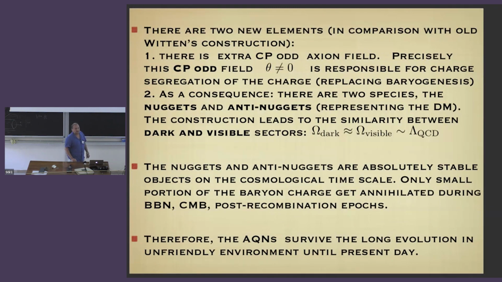And if you accept the idea that everything comes from QCD, in this case, dark matter and visible matter would be the same order of magnitude. It does not depend on theta, does not depend on the axion mass, does not depend on anything. It is an absolutely generic feature of the construction. Okay, so essentially the point is the following: these nuggets are absolutely stable objects, and they behave exactly like dark matter, exactly what Witten discussed in the 80s. And they're stable because only a very small fraction of them get annihilated during the long history of the universe's evolution. Very small part.